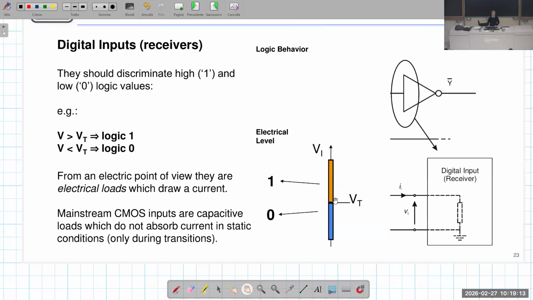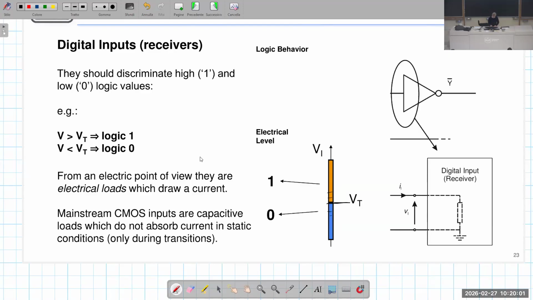This is not particularly suitable to real-world implementations of digital gates, because in practice it's quite difficult to well define a single threshold value and to be sure that each gate, in the presence of fabrication tolerances, varying operating conditions, temperatures, and so on, has a very precise threshold voltage for which voltages above it can be considered logical 1 and below it logical 0. This is very hard to define.